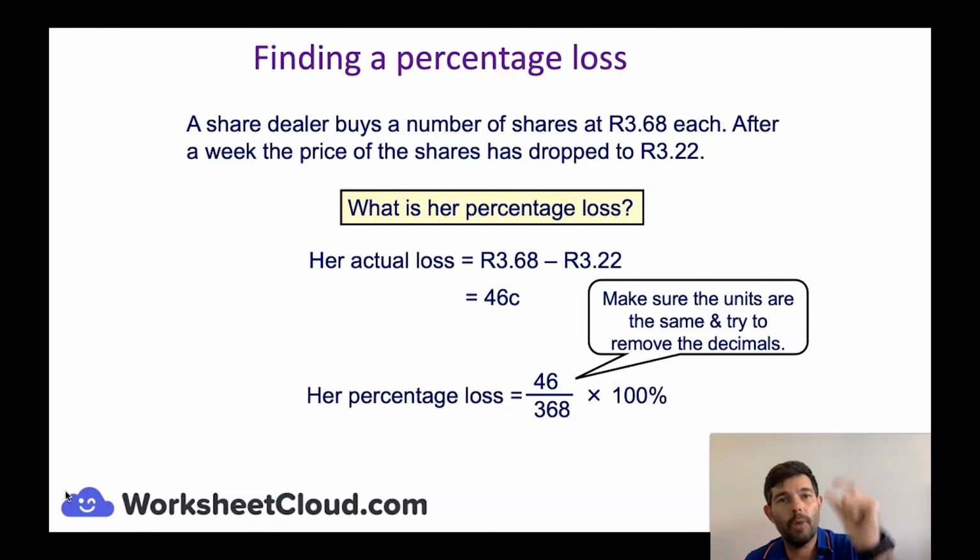Okay, now you've got both in cents. Okay, 46 cents, 368 cents. Now they're both the same unit, we can multiply by 100, and our answer is 12.5%. So you might be saying, how come I didn't have to multiply the 46 by 100 if I multiplied the 3.68 by 100? Because they are both in the same unit. They are both in cents. Okay?